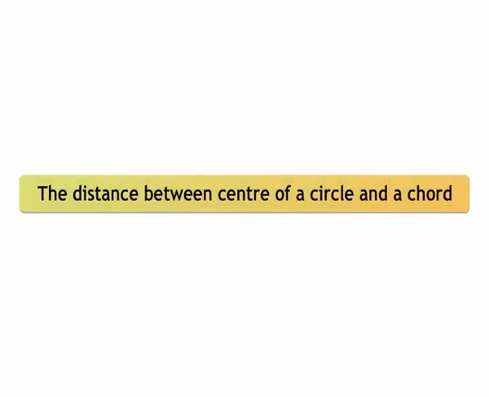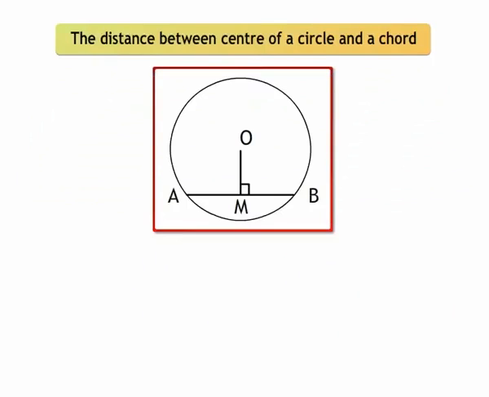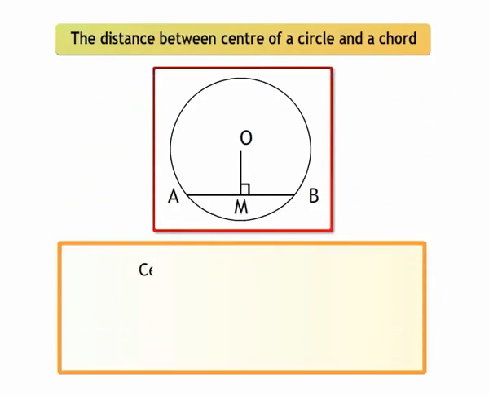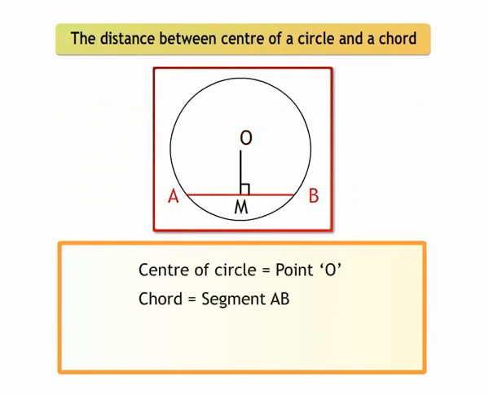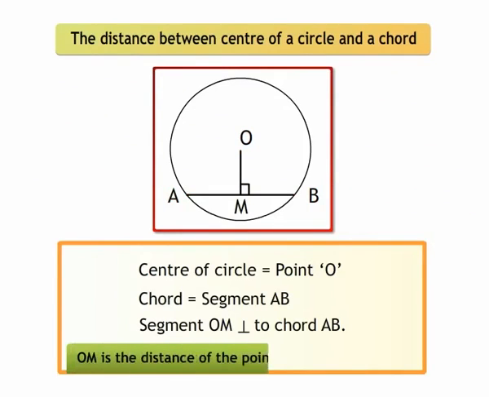Let us now deal with the distance between center of a circle and a chord. In this figure, we can see the circle with center O, chord segment AB, segment OM perpendicular to chord AB. Here the length of the perpendicular OM is the distance of the point O from the chord AB.